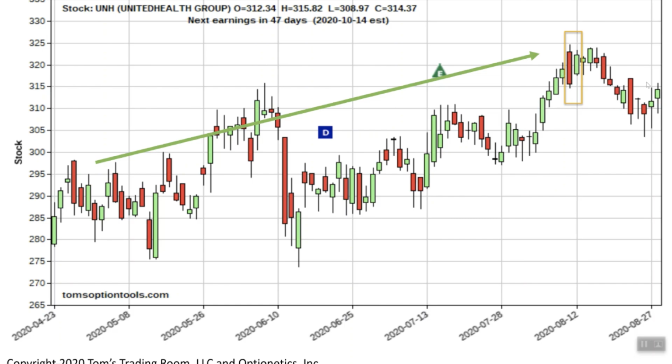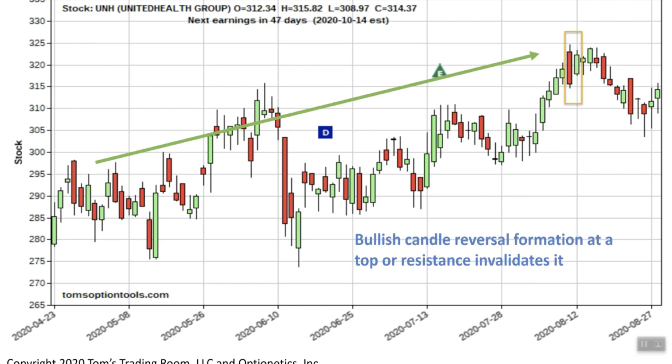We are in an uptrend. We have the bullish harami formation, but we can't really call it a bullish harami signal because the bullish candle reversal formation is happening at the top or at a resistance level, and that invalidates it. If you're looking for a reversal, you're looking for it to go opposite the current trend. Well, the current trend is up.